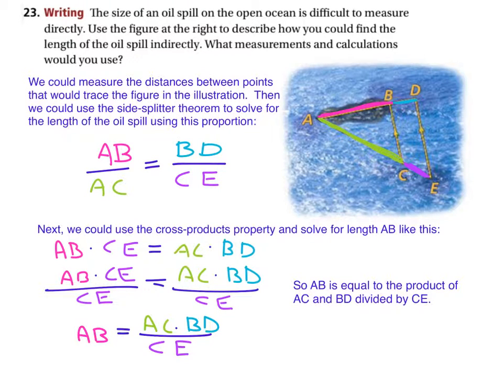I think that that's a good answer because it actually does what it's asking you, which says use the figure at the right to describe how you could find that length indirectly. What measurements and calculations would you use? Measurements, we would have to measure AB, AC, BD, and CE, and then use those in those proportions. But yeah, so let me just box out what's down there on the bottom as saying this is what AB would be equal to. That's it.